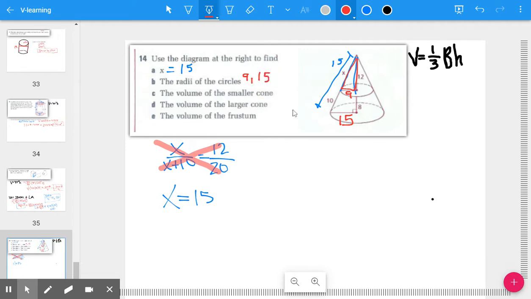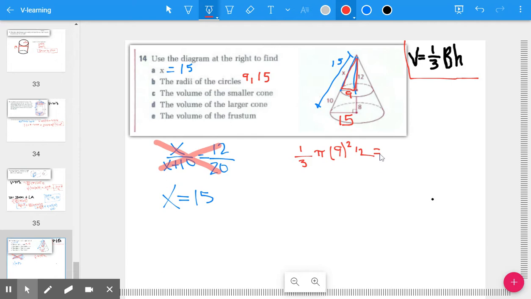C is asking us to find the volume of the smaller cone. So the smaller cone is the cone on top. Again, the formula for finding the volume of a cone is on the side here. It's 1/3 the area of the base times the height. So let's go ahead and plug in what we know. 1/3, my base is a circle, so it's going to be pi, my radius is 9 squared, times my height. Now, it's important to remember your height is 12. Your height is not 15. So I'm going to multiply that by 12.